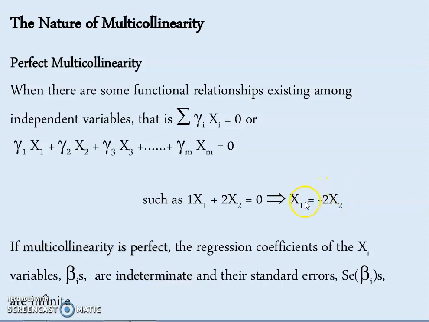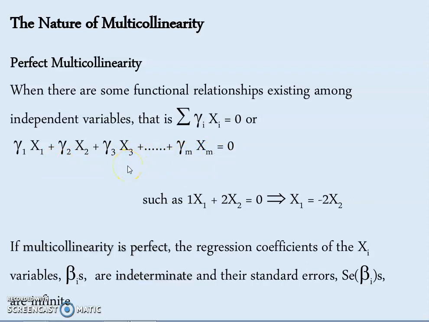So here we have a perfect relationship between x1 and x2, and we can rewrite this expression as 1x1 plus 2x2 equals 0. With this, we have a general form of defining perfect multicollinearity: when some functional relationship exists among the independent variables, that is, the summation of gamma i xi equals 0, or gamma 1 x1 plus gamma 2 x2 until gamma m xm equals 0. If we can find gamma 1 until gamma m not all equal to 0, it is a perfect multicollinearity.